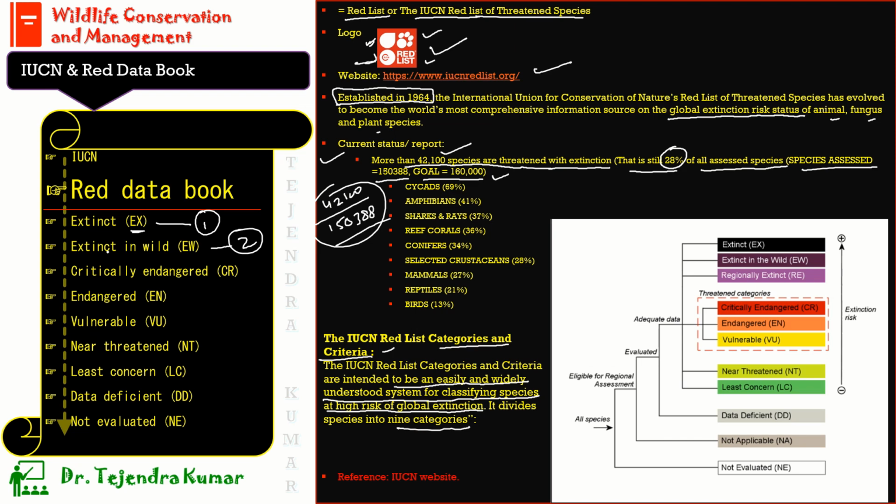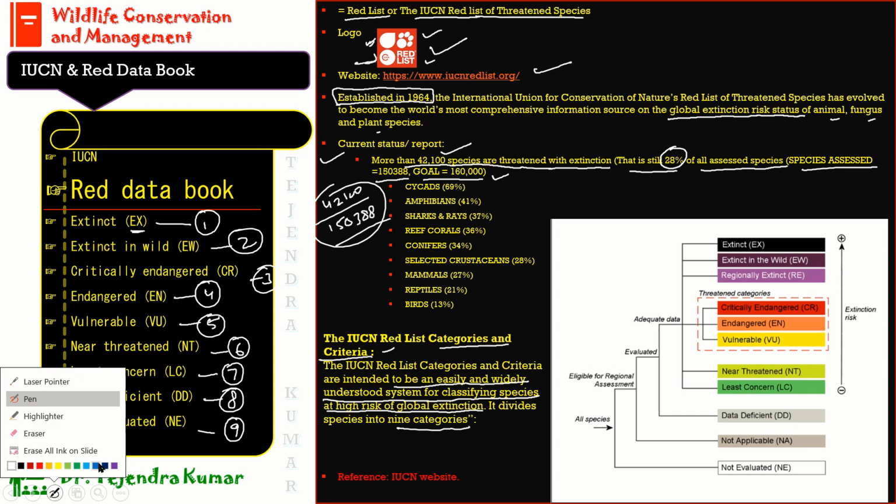Extinct, EX. This is the number one category. The second category is extinct in wild, the EW. Next is critically endangered, CR. Endangered, EN. Vulnerable, VU. Near threatened, NT. Least concern, LC. Data deficient, DD. And not evaluated also. So there are 9 categories which are decided by the IUCN. You will find this diagram as well on the IUCN's website.